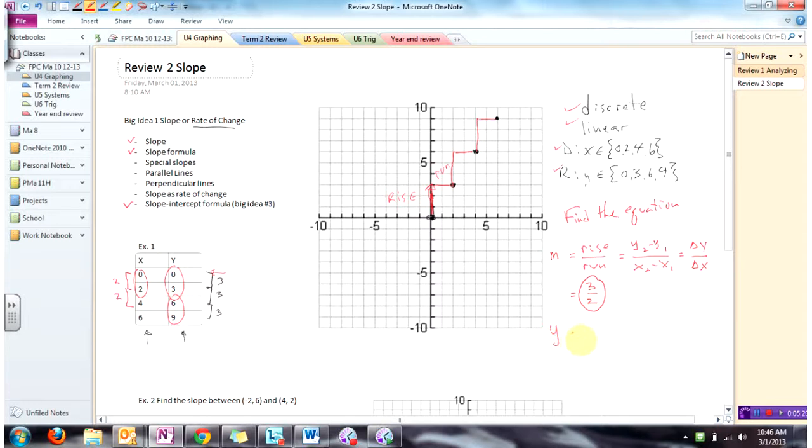If you remember, and I'll get into more detail in the next video, one of the equations of a line is y equals mx plus b. m represents the slope, and think about what b would represent. b represents the y-intercept. And if you look at this graph, we have a y-intercept. It's right here.